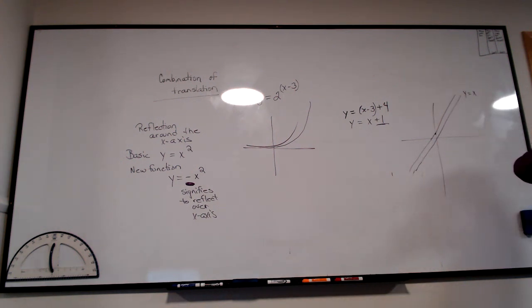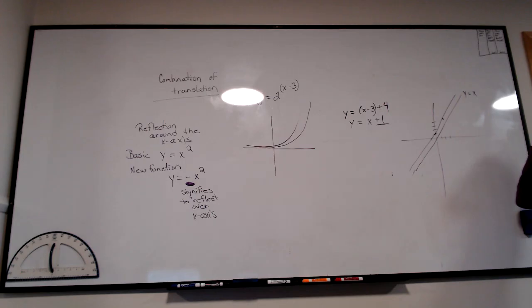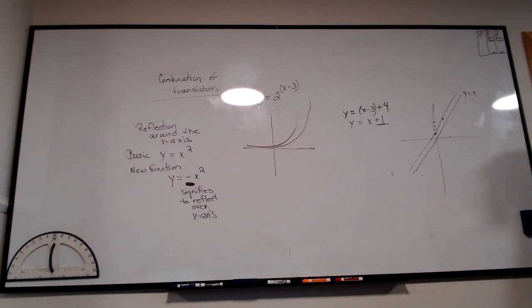If I took it and moved it over 3, 1, 2, 3, and up 4, 1, 2, 3, 4, I would end up hopefully right about there. Same thing, same line. So if I moved it over 3, up 4, my line is not drawn straight, but if you do that on paper, they will end up being the same line.